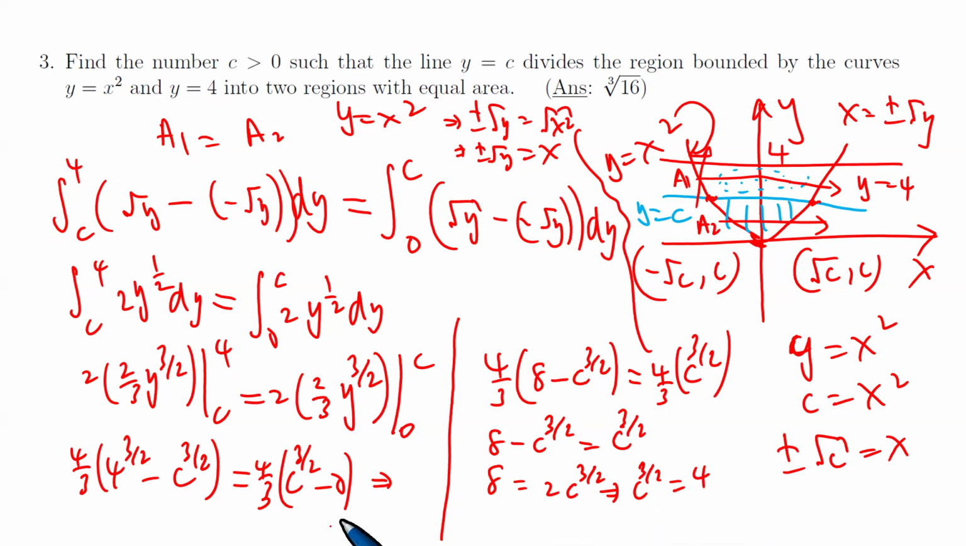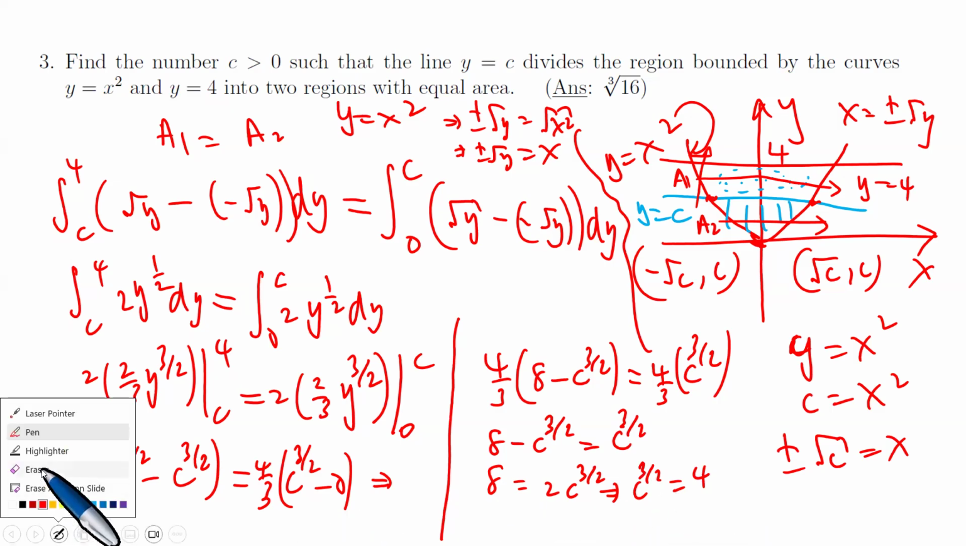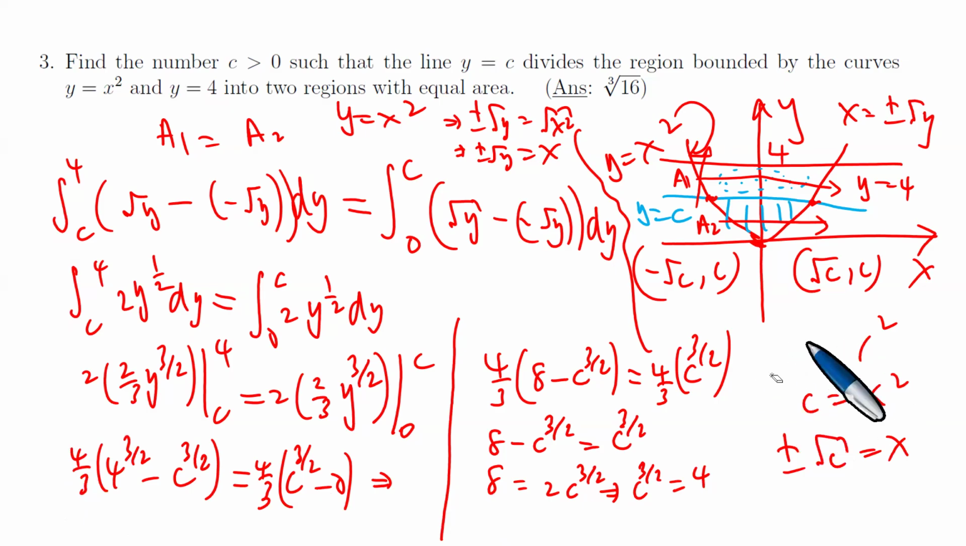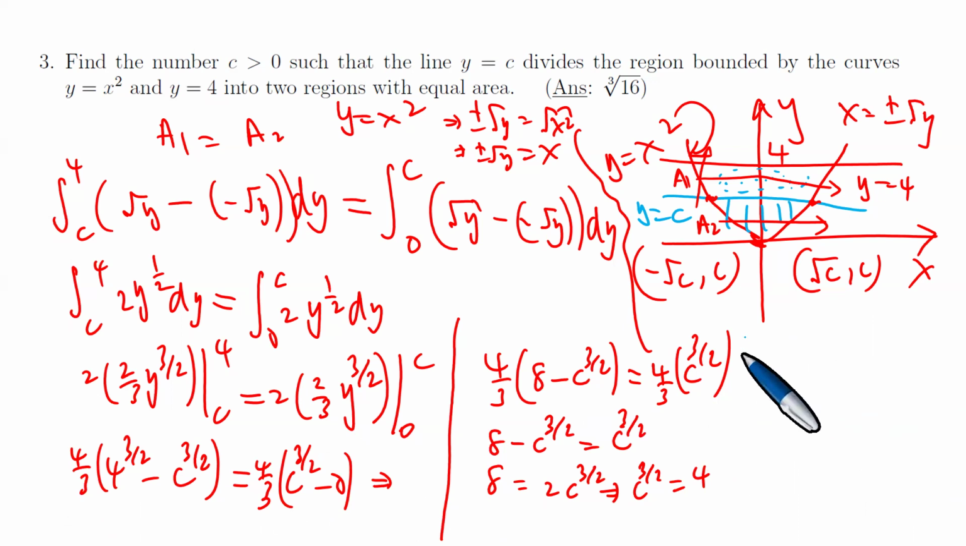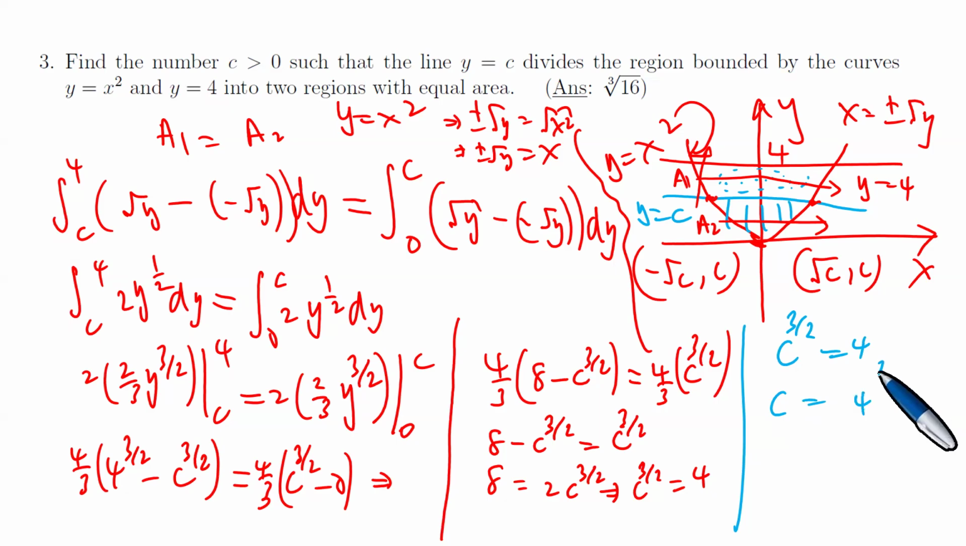Okay, so we are already done with this, but we just need to solve for c from that particular equation. So if c to the power 3 out of 2 is 4, then what is c? Right, then what is c exactly? Okay, then we know that c to the power 3 out of 2 is 4, which means c is 4 to the power 2 out of 3 now.